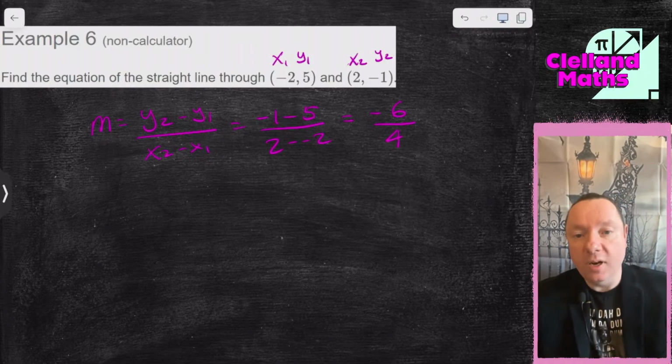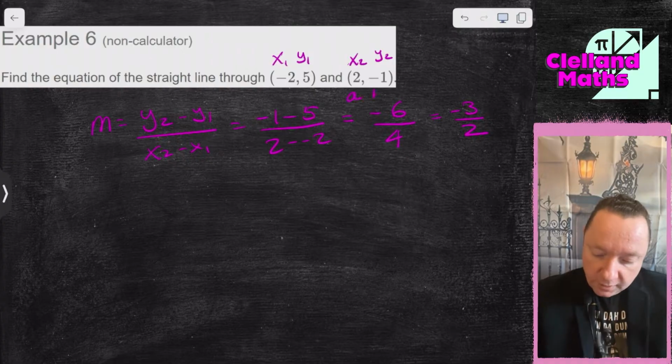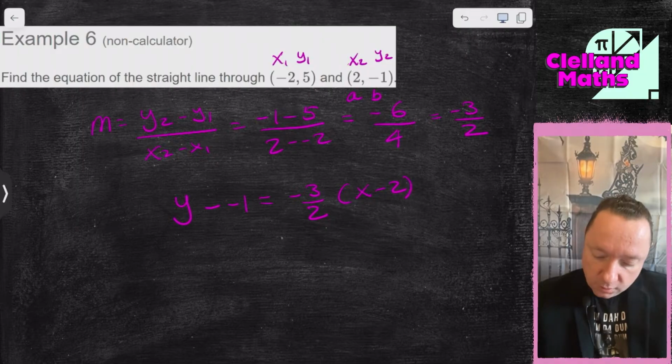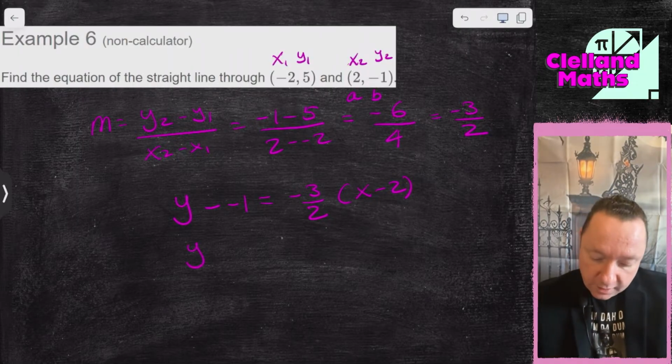And then always simplify your fractions. Minus 3 over 2. So now I can pick a point to be a and b. I'm just going to pick the second one, but you can pick the first one. y minus b, minus minus 1, equals gradient, minus 3 halves, x minus 2. Tidying that up before I do anything, y plus 1 then, minus 3 halves, x minus 2.